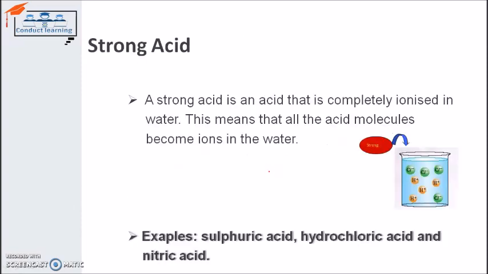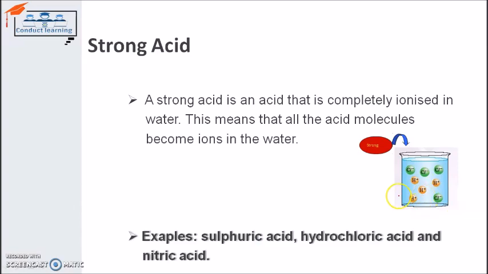A strong acid produces complete hydrogen ions in water when it is dissolved. We can say that when we dissolve the acid in water, it produces the maximum hydrogen ions. This means that the acid molecules become ions in water. Examples of strong acids are sulfuric acid, hydrochloric acid and nitric acid, because when we dissolve HCl in water, it separates into hydrogen and chlorine, positive and negative ions.